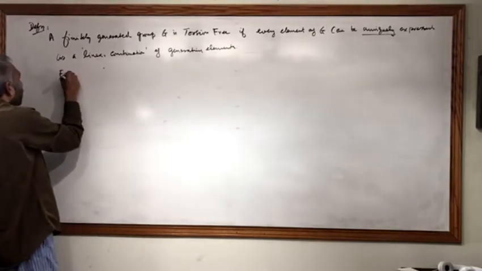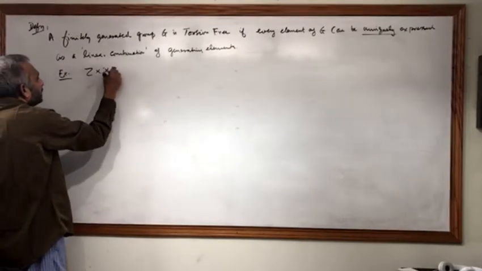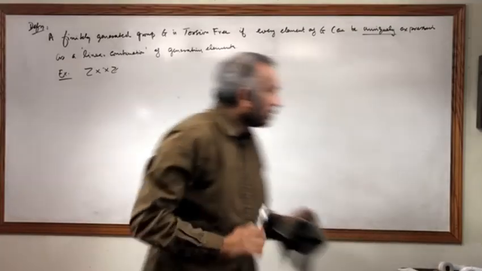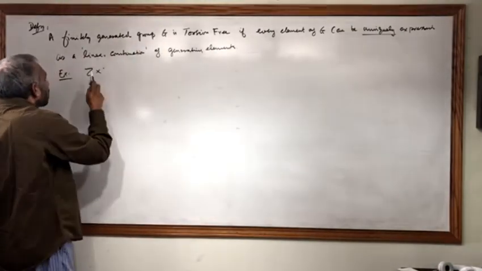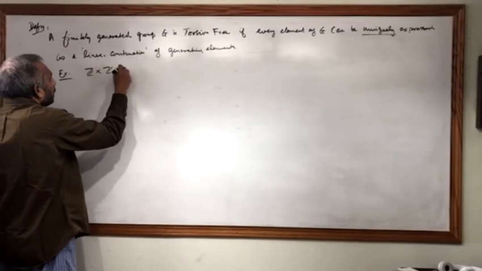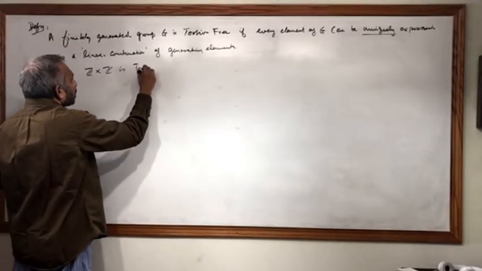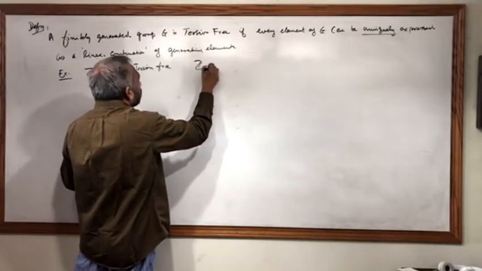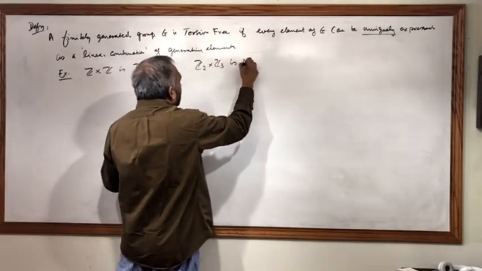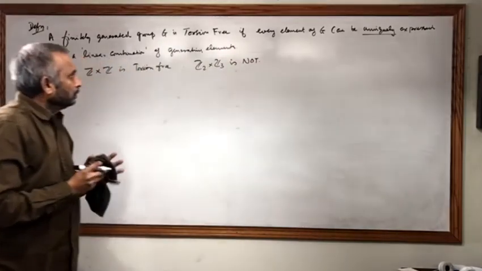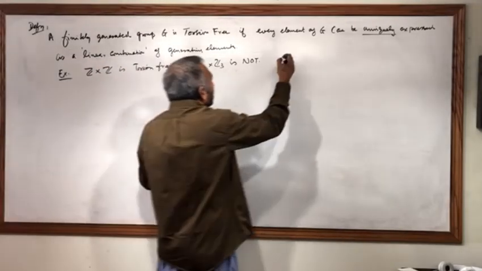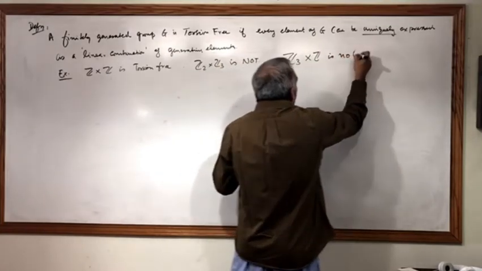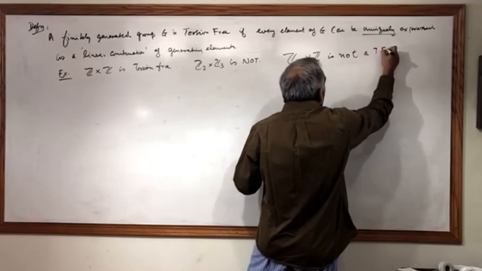Example, Z cross Z is torsion-free. Z2 cross C3 is not. And if you take Z3 times Z, it is also not a torsion-free group.